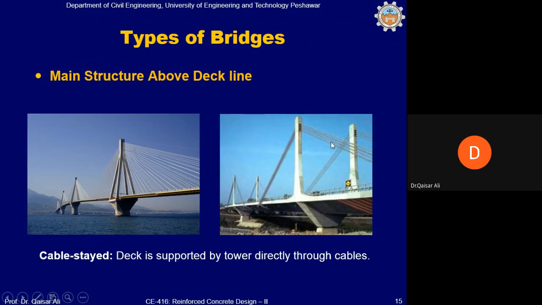Okay, so in this case, the cables are directly connected to the tower in the bridge, and the load is directly taken by every cable, and every cable transmits this load to the tower, and in turn the tower transmits this load to the pier, and from the pier it goes down to the ground.